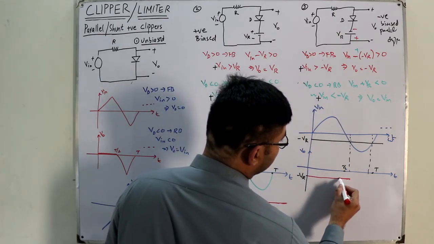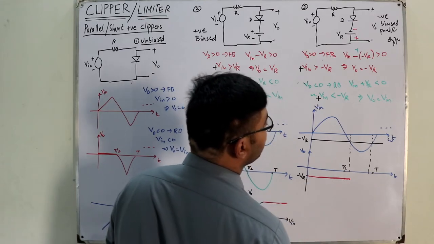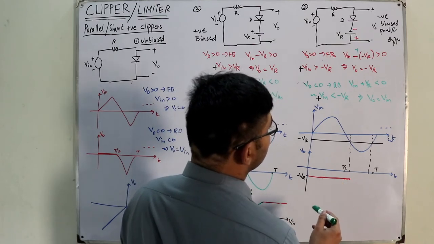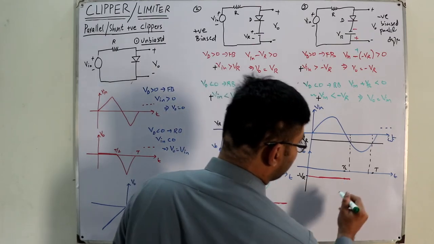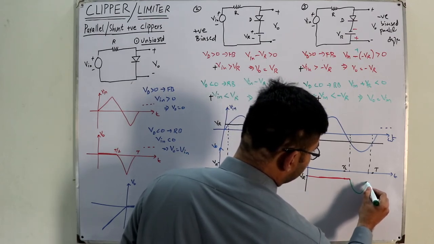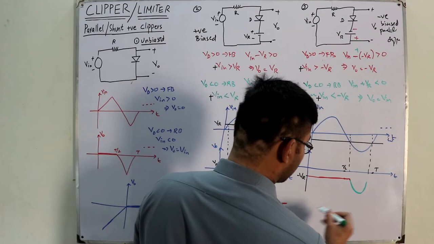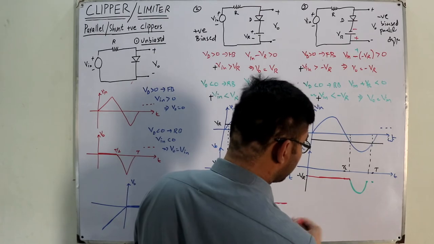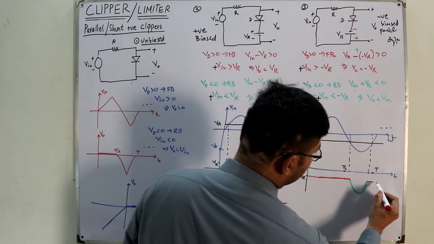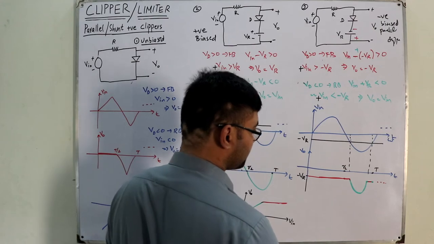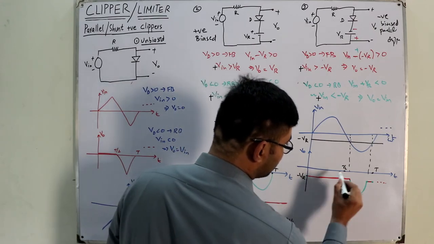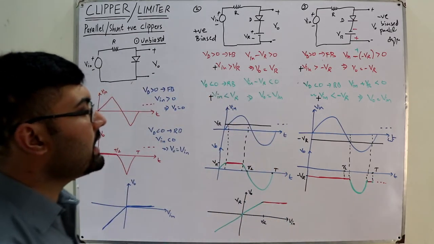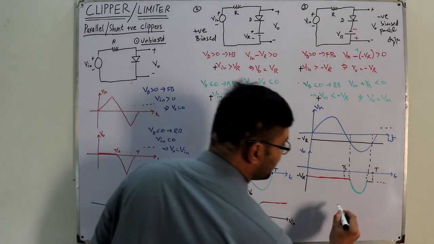So till this point, this is your T by 2 point. And then when it is less than minus of VR, output is simply equal to the input. So which means till here, this is the T point. And it would repeat in such a manner. This is your T by 2 point. This is T point. Right? Yes. So I hope you have understood it.